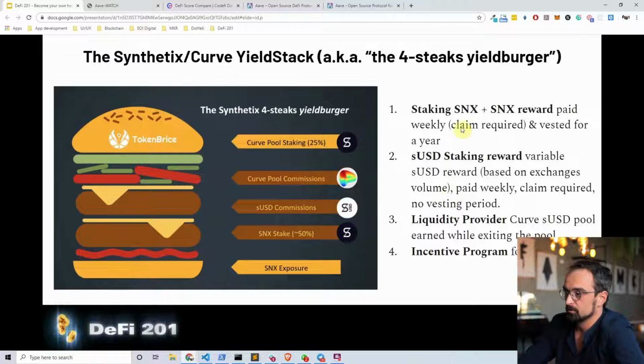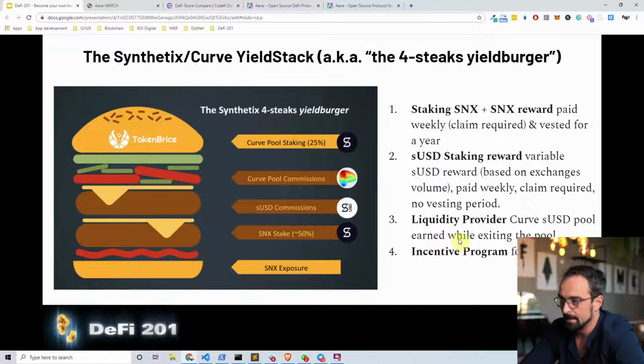So how does it work? Well, the first step is that we need to stake our SNX and get our SNX reward. Then we go into the yield curve and stake our SUSD to get a staking reward in the curve pool. Then we take our SUSD staking reward and reinvest it in the curve SUSD pool. And then we gain different yields from different angles.